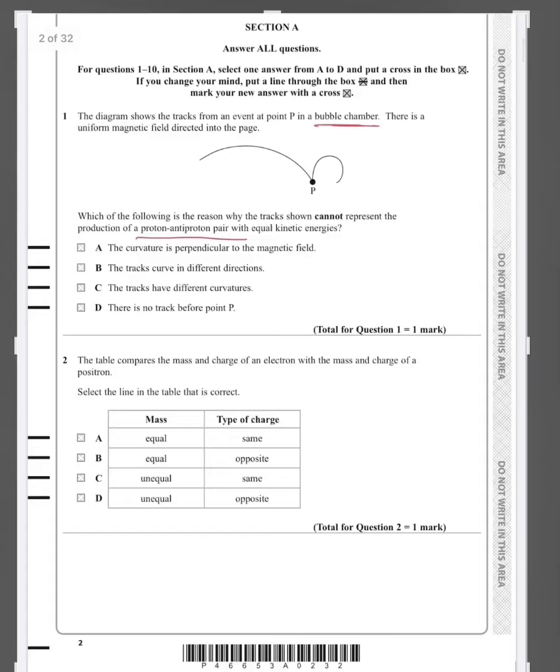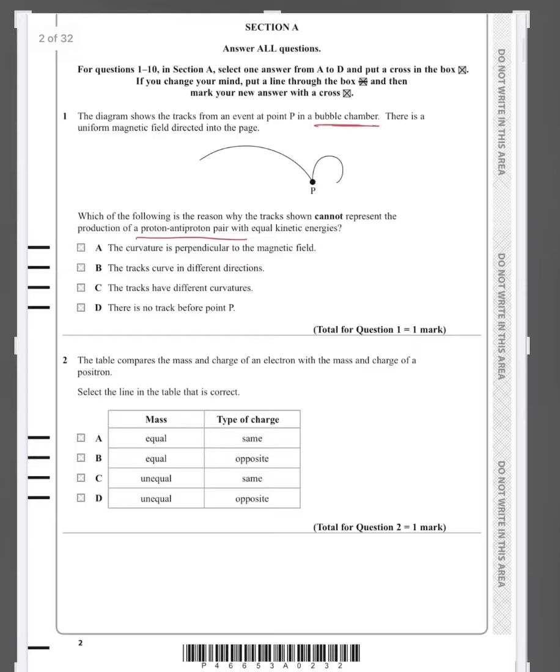A proton-antiproton pair with equal kinetic energies. So part A, the curvature is perpendicular to the magnetic field. This can be shown as the curvature shows the direction of the force that the proton and the antiproton experience and the direction the particles are going. So the direction of force or movement of the particle will always have a component which is perpendicular to the direction of the magnetic field. Always there will be a component. So A is correct. In this way A will not be the answer.